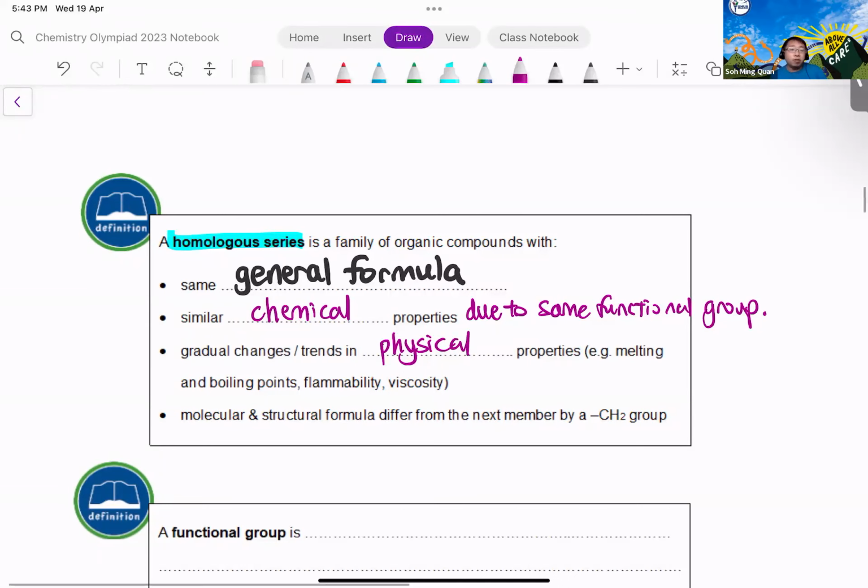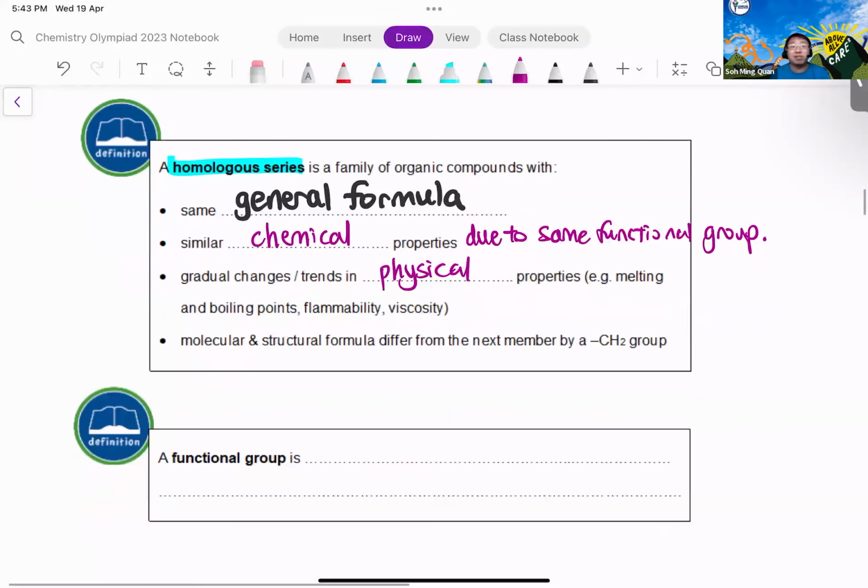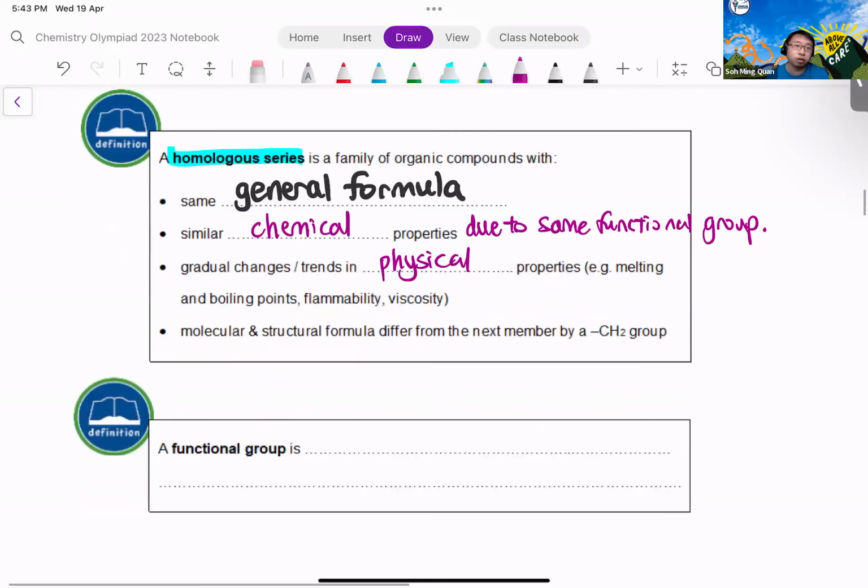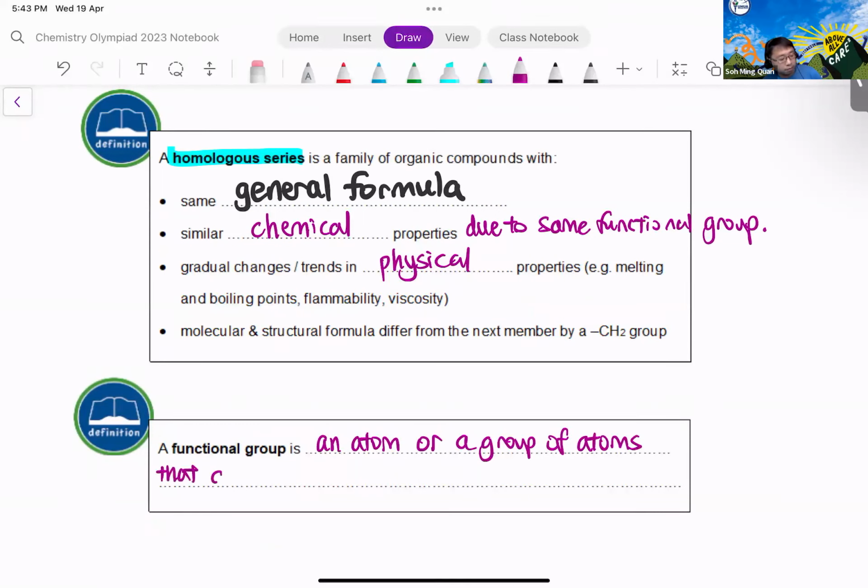Now, we use the words similar chemical properties due to the same functional group. So what does functional group mean? Now, functional group is an atom or a group of atoms that will give members of a homologous series its characteristic chemical properties.